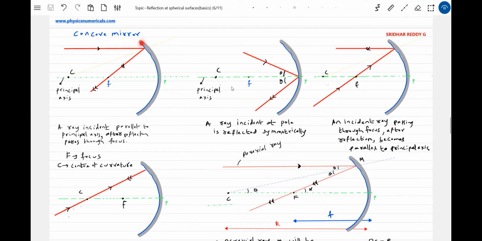There's a concave mirror. The inner surface is available for reflection. A ray incident parallel to the principal axis. Look at this ray. After reflection, it will pass through a point on the principal axis called the focus. We'll call this particular point the focus here. So what is F? This F is called the focus.